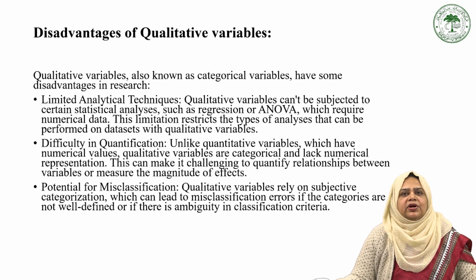Another drawback of qualitative variables is the potential for misclassification. Since qualitative variables rely on subjective categorization, errors can occur if the categories are not well defined or if there is ambiguity in how they are classified.